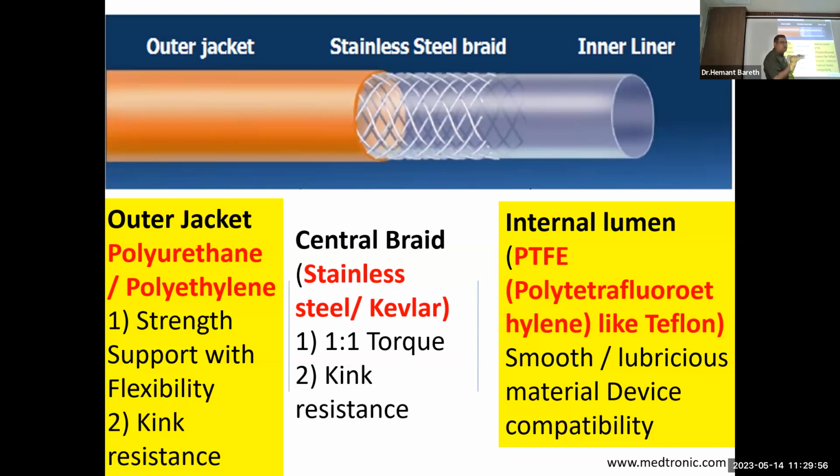So it has to have a lot of support. So there is a stainless steel braid and then the inner layer. So there are three layers. So why do we need three layers? And what is the importance of these?